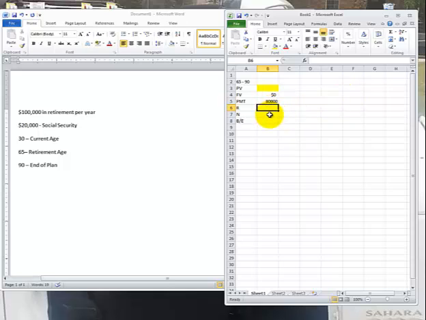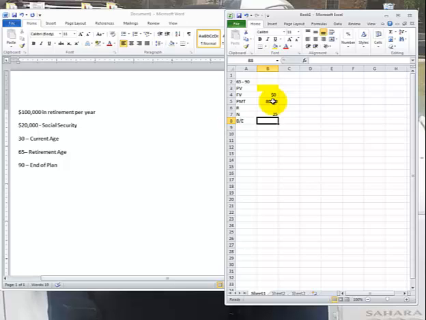Now, we'll skip the rate, and we'll come back to that in a second. How many years do they need this? Well, it equals the end of their plan minus their retirement year. So they need it for 25 years. Now, let me ask you a question. Are they going to need the $80,000 per year at the beginning or at the end of each year?